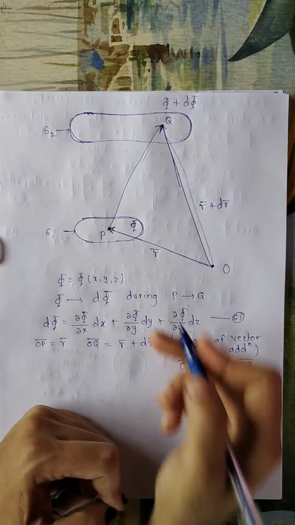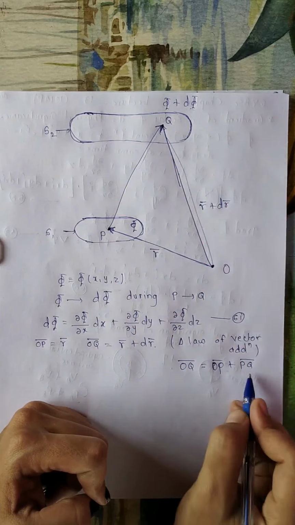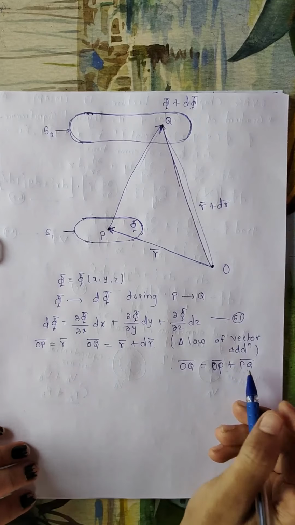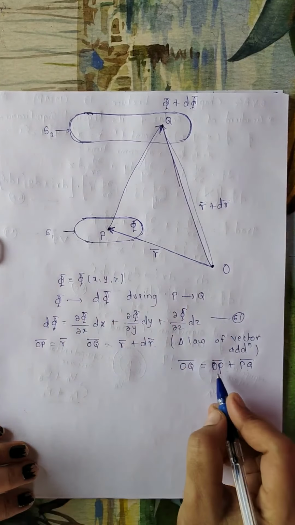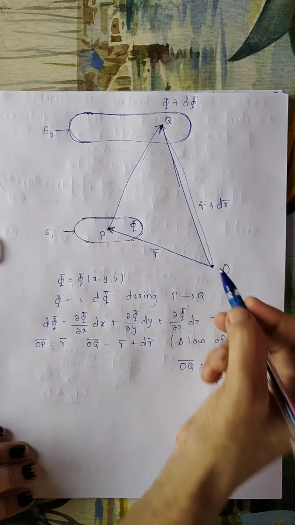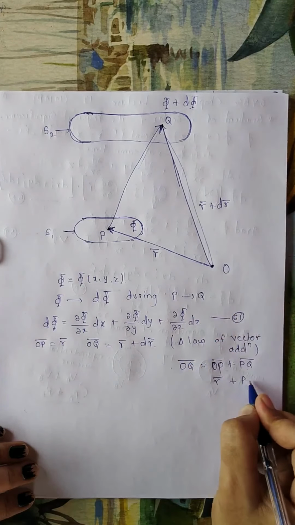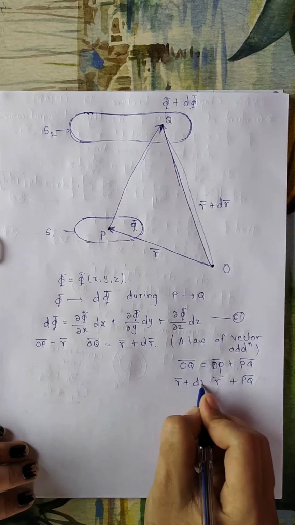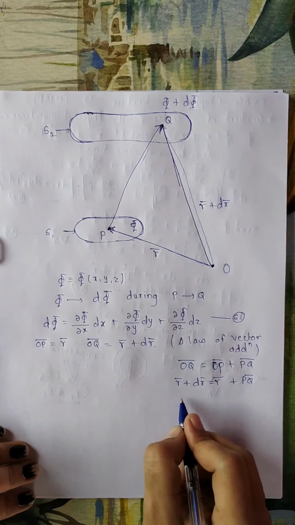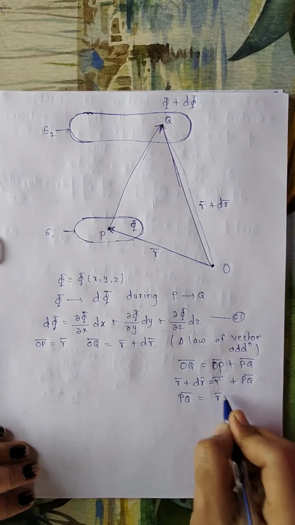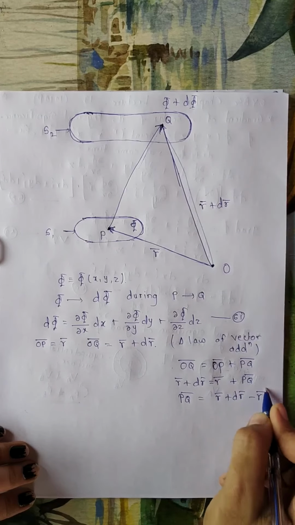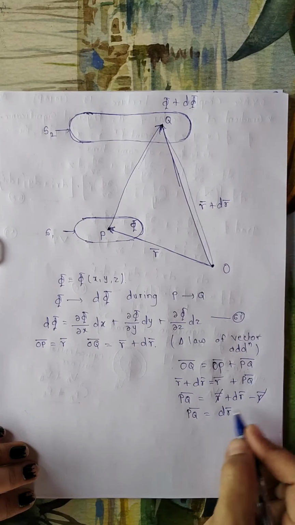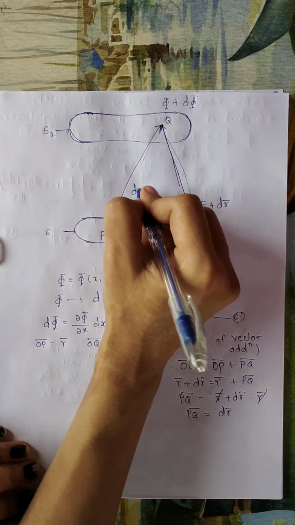So if we apply the triangle law to this triangle, this will be the addition of the two vectors OP and PQ. Now you know the value of OP, which is r bar, plus the value of PQ that we don't know, and we know the value of OQ that we have taken as r plus dr. So if you find the value of PQ bar, it will be r bar plus dr bar minus r bar. This will get cancelled and you will get PQ bar as dr bar. Therefore, I can write this vector as dr bar.